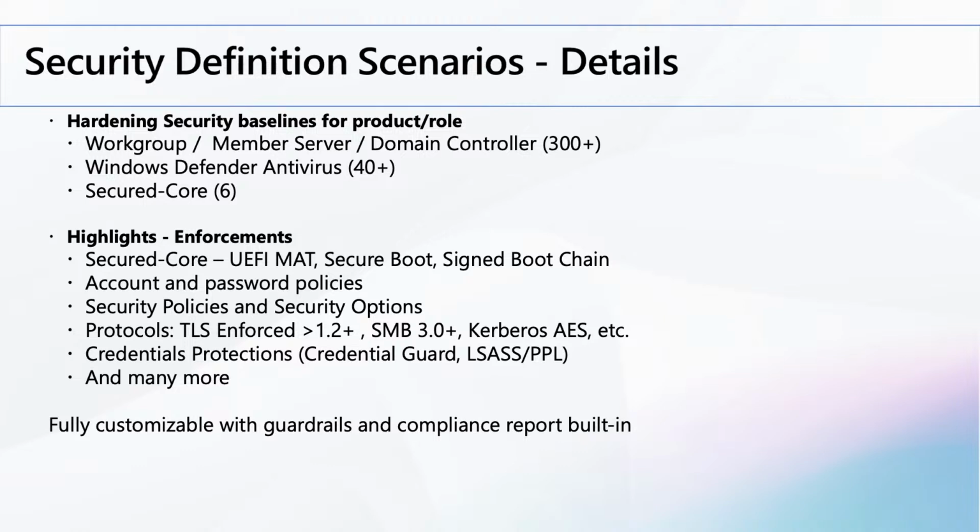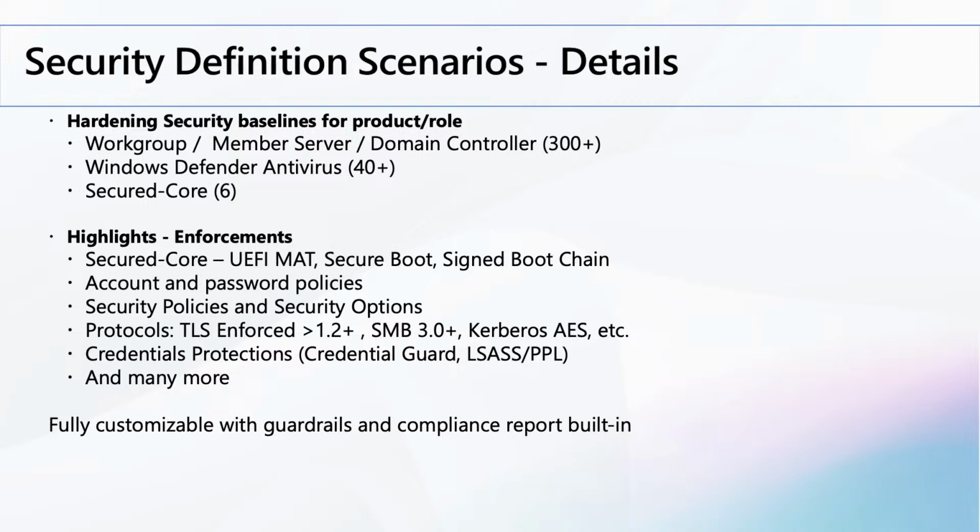And then we also collaborated with Microsoft Defender for coming up with a set of settings, a definition for Windows Defender antivirus. And then we came up with a definition for secured core. So what are the new highlights or enforcements, as we call it, in the new baseline definition? One is secured core, UEFI MAT, secure boot, signed boot chain, for example, more account and password policies, security policies and security options, protocols, making sure TLS 1.2 plus is enforced, SMB 3.0, Kerberos, AES, etc. And also credential protections like Credential Guard, LSASS, and PPL.